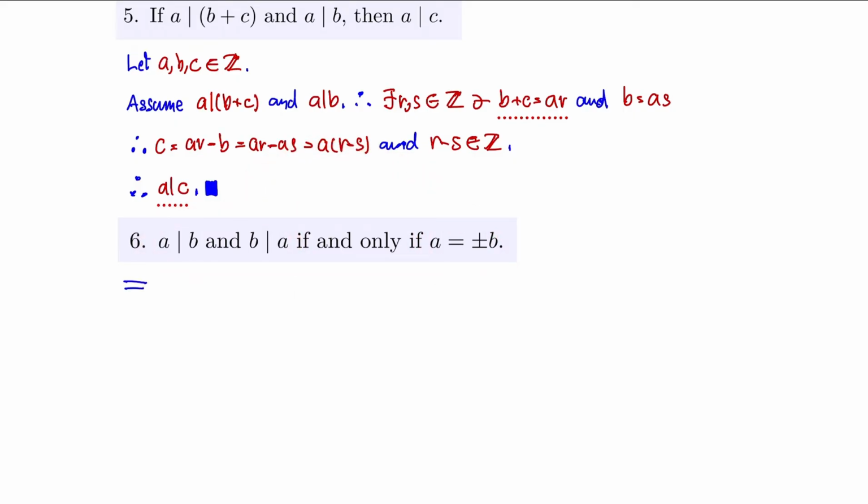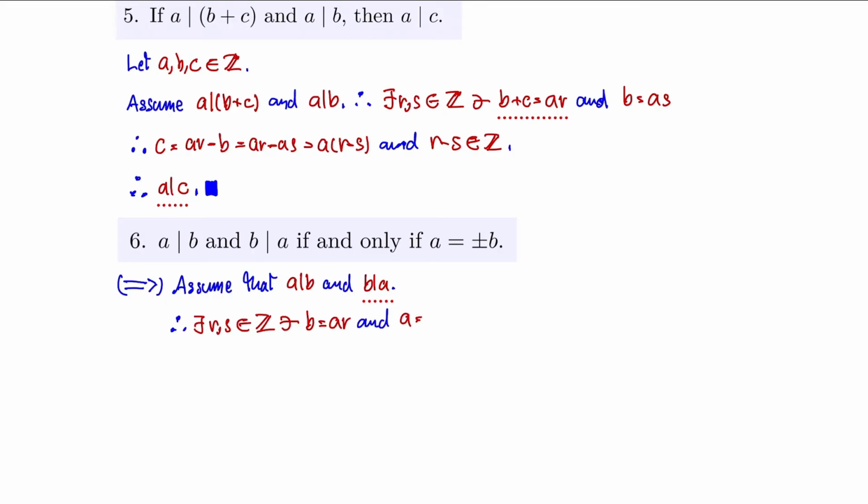So we start from the left to the right. We have to assume that A divides B and B divides A. So what do we have? There exist R and S, which are integers, such that B equals AR and A equals BS. So try to show that A equals B or minus B.